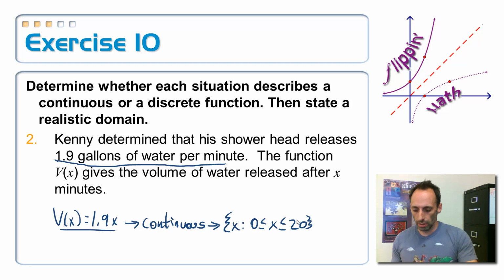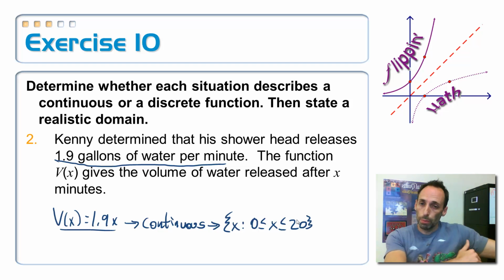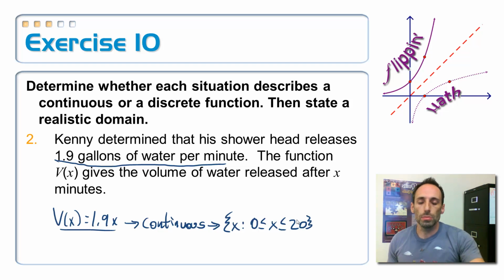All right, so that's it on continuous and discrete. Continuous, it is unbroken. There's an infinite amount of information there. Whenever you draw the graph, you do not leave spaces or gaps. Discrete is just a set of points. There are spaces. It is broken up.